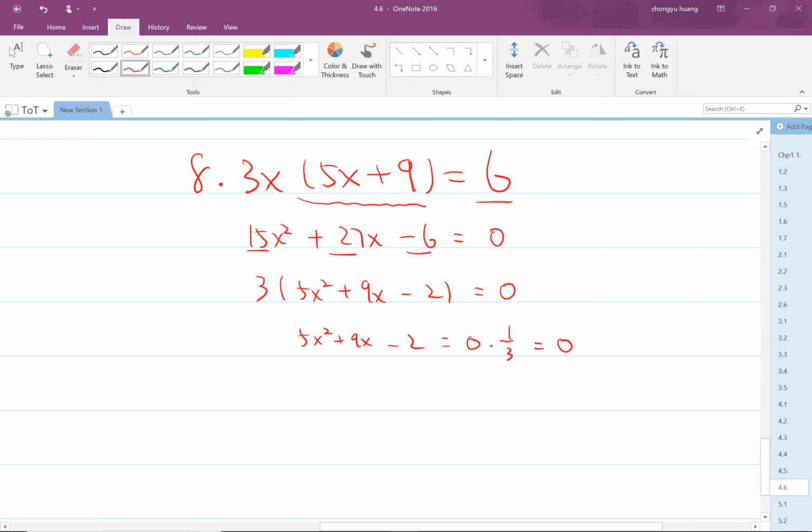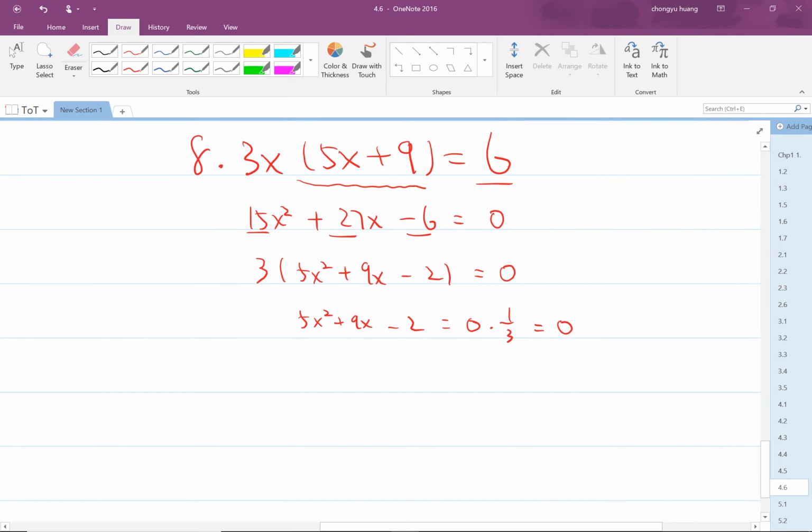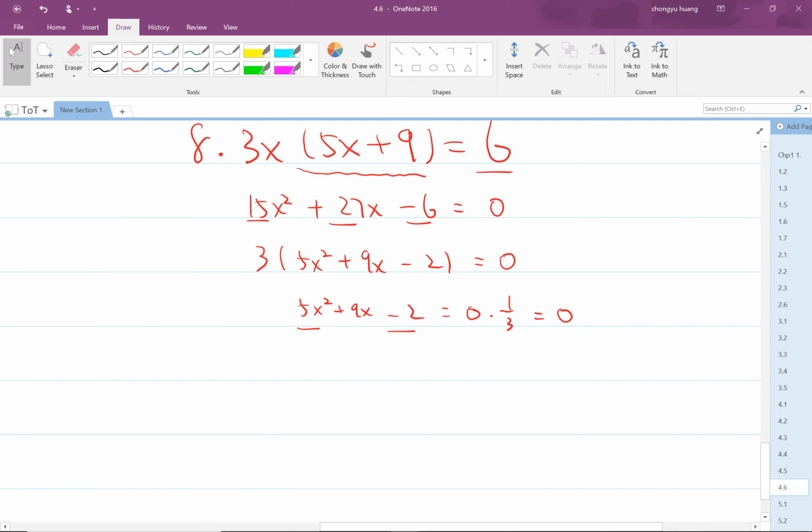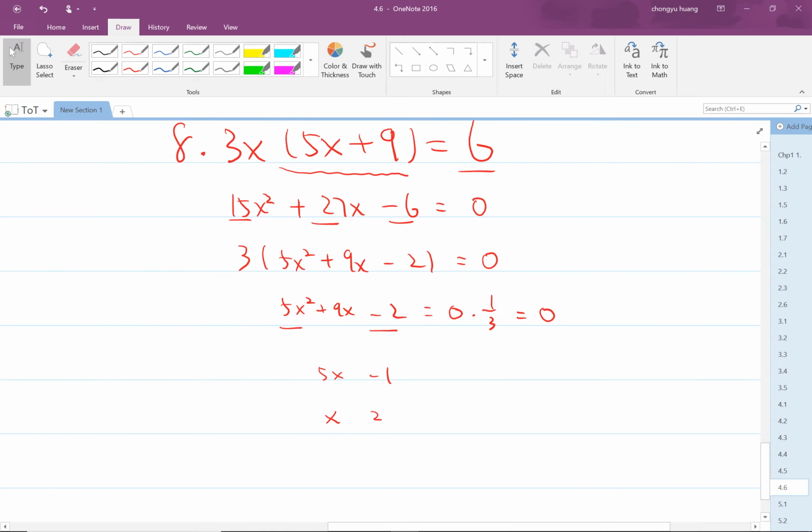Now is the time to factor it. We have 5x squared and then a 2 over here. You should be able to see the combination right away. So the right combination is something like this.